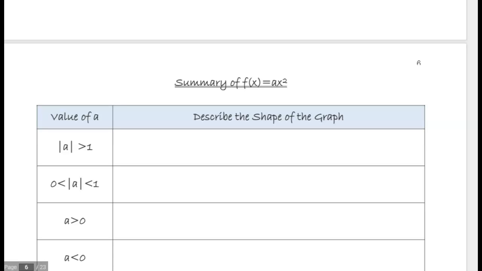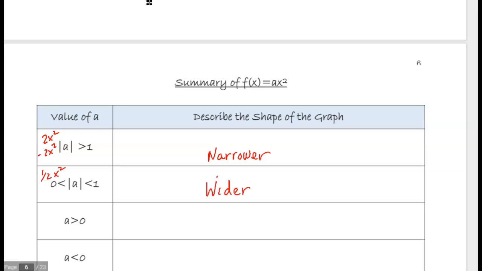But so the shape of the graph here. When we have the absolute value and it's greater than 1, so like this one would be something like 2x squared or negative 2x squared, it's going to make it narrower. Okay, and this one would be like our 1/2 x squared or our negative 1/2 x squared. It's going to make it wider.